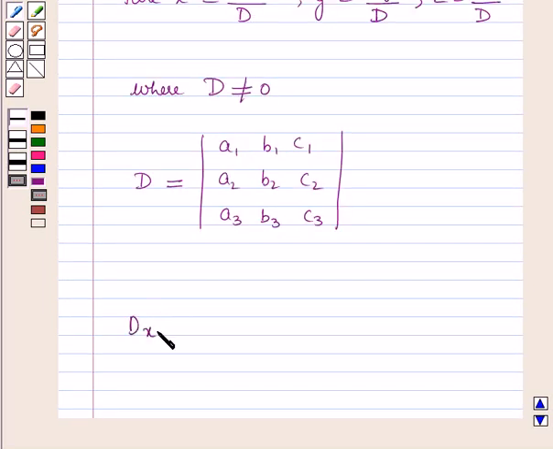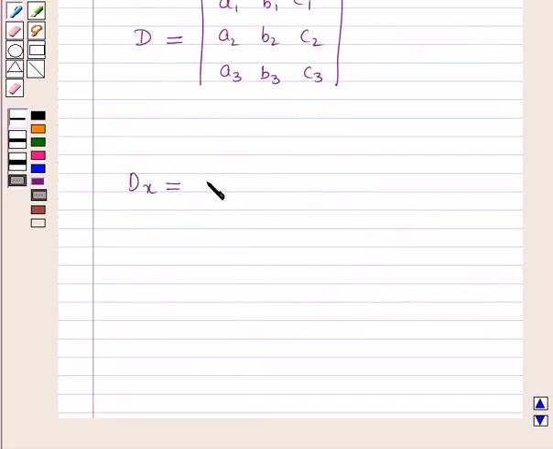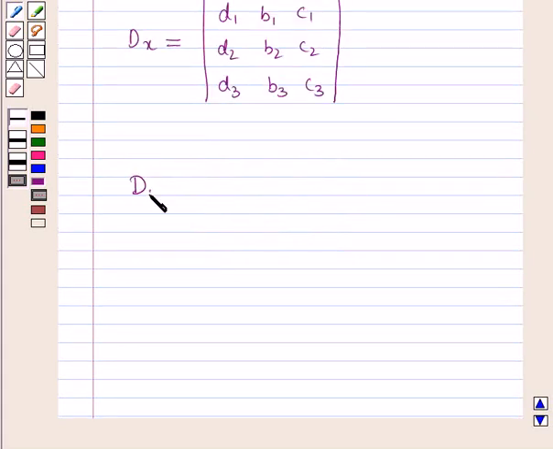And determinant DX can be obtained by replacing the x coefficients, that is a1, a2 and a3, by the constants d1, d2 and d3. So the determinant dx will be equal to the determinant with the elements in the first row as d1, b1, c1, elements in the second row as d2, b2, c2, and elements in the third row as d3, b3, c3. And the determinant dy is equal to the determinant with the elements in the first row as a1, d1, c1, elements in the second row as a2, d2, c2, and elements in the third row as a3, d3, c3. That is, in this case, we will replace the y coefficients with the constants d1, d2 and d3.